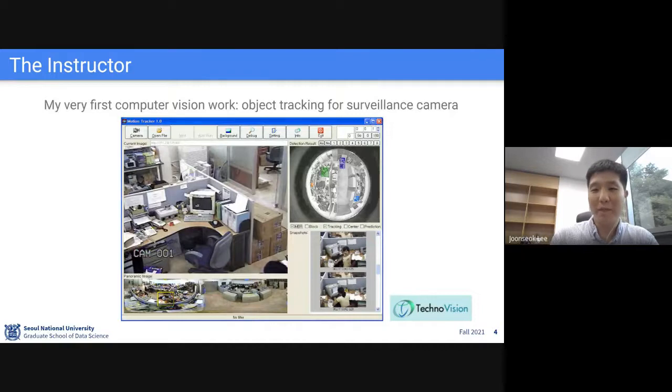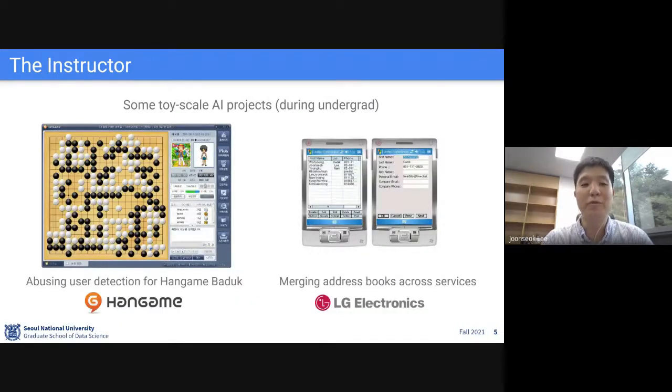And then I moved to another company called Hangame, which was part of NHN, which is Naver nowadays. I worked there as a server developer, but I was also very interested in data analysis projects like this. So I worked on abusing user detection for Hangame, for card games and board games like Baduk or Go. There are surprisingly many people on online computer game platforms who want to get monetary benefit from fooling other people, which is actually harming the entire environment.